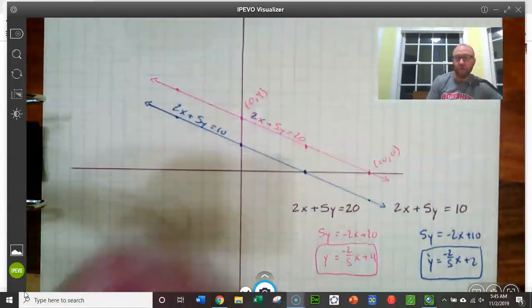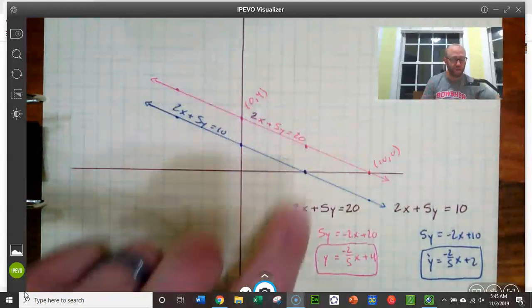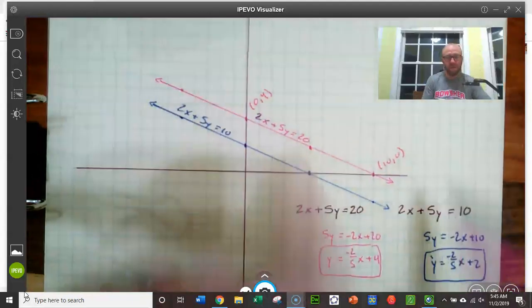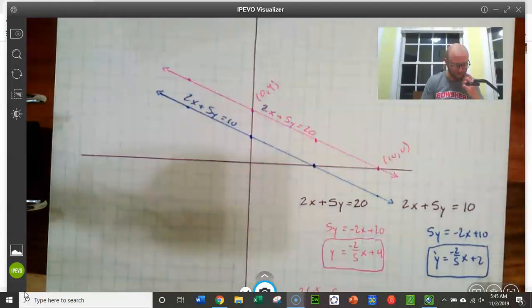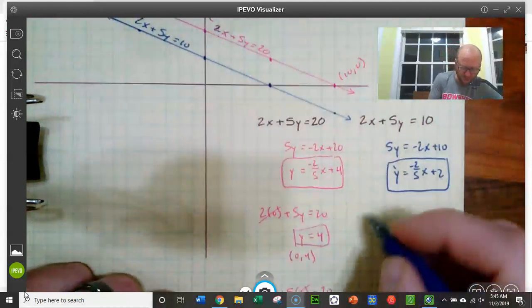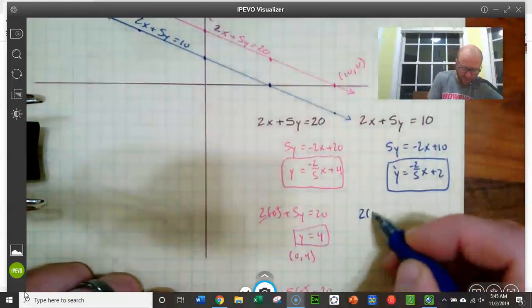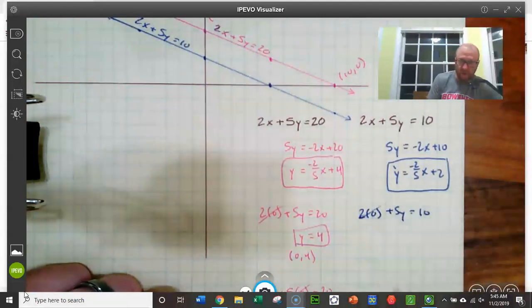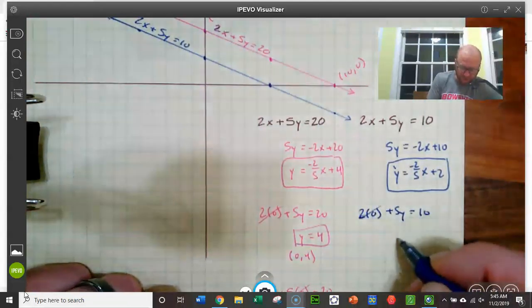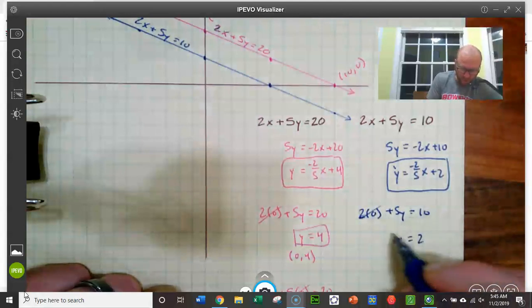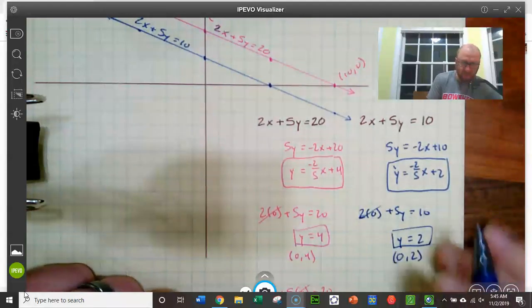And if I know those two points, I can just lay the ruler down and connect them. I can also figure out what the slope is between them, and I can plot some intermediary points to make sure I have a nice straight line. Same over here. I could replace the x with a 0. 2 times 0 plus 5y equals 10. That eliminates that term. Divide by 5 on each side, and I get y equals 2, so the point 0, 2 is on the line.